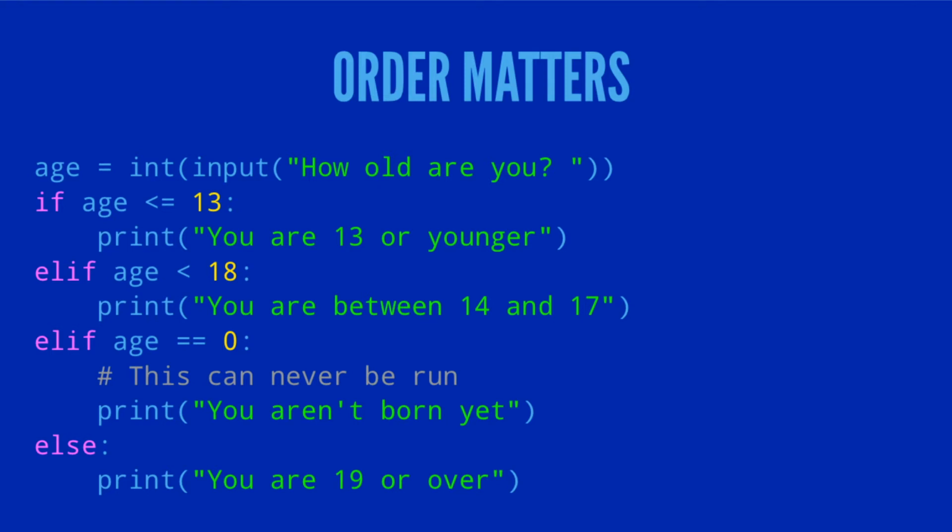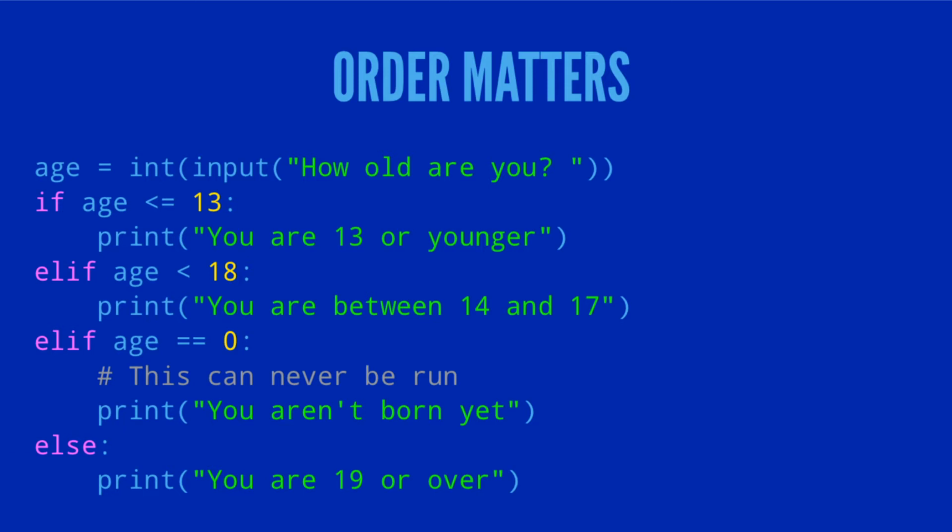So when you're doing your if statements, order does matter. So we've got age here, int input how old are you? So we're going to get again an integer so we can do some math with it. If the age is less than or equal to 13, it's going to print you are 13 or younger. And if the age is less than 18, it'll print you are between 14 and 17. And if the age equals 0, it'll print you aren't born yet. Else, it'll print you are 19 or over.